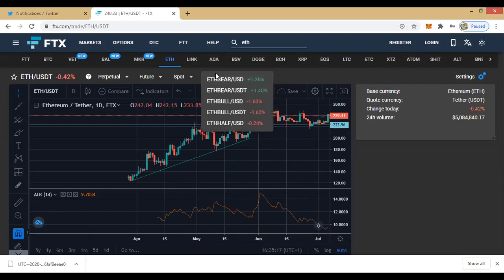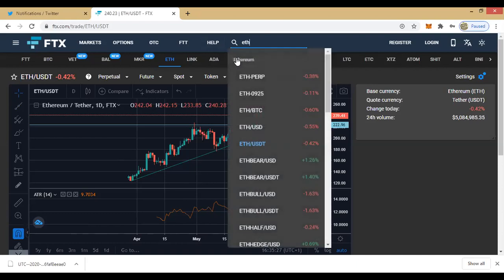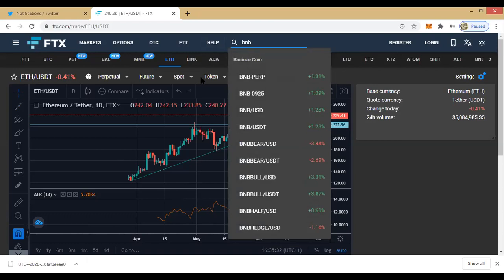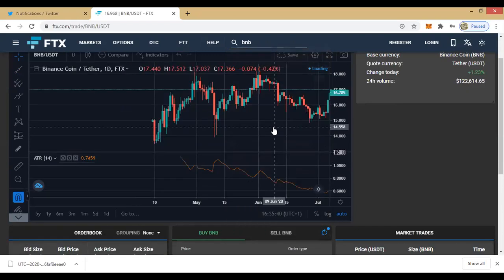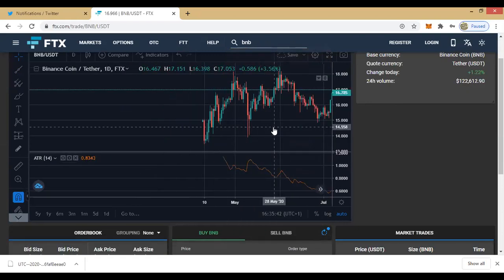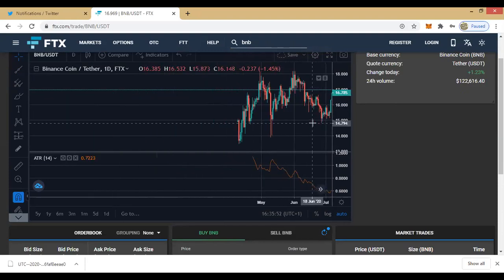Okay, let's equally look at another chart. Let's look at BNB. That's BNB USDT. Let's look at the BNB chart to see what we have there. Okay, if you can see here, the market is more or less at this zone. It's been ranging here.